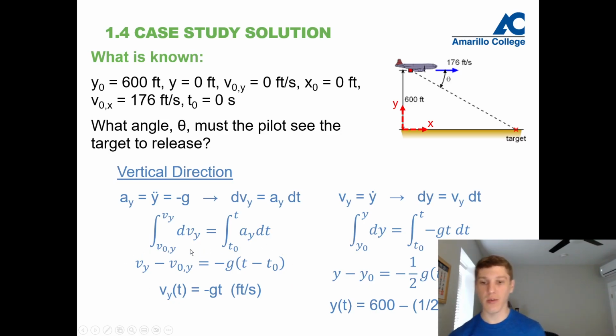Now we have to take into account our boundary conditions, or our initial conditions. We said that our initial velocity in the y direction was 0, and we said that t naught was equal to 0. So our velocity in the y direction simply becomes v sub y as a function of time is equal to negative gt. So this equation simplifies to, once again, a linear equation, which is what we expected it to become.